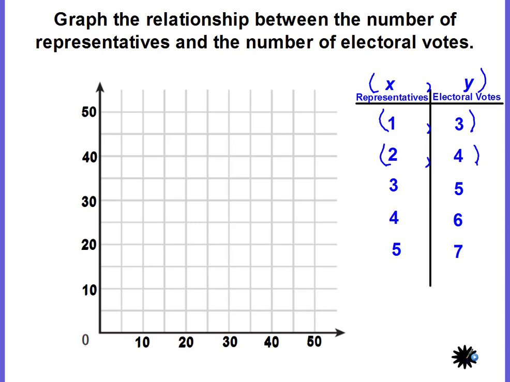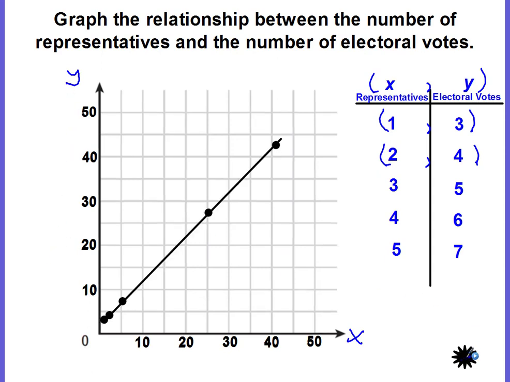Then you could graph those on your graph. This would be your x-axis for the total number of representatives. Here's your y for the total electoral votes. And this is what your graph would look like. As you can see, it is a straight line, so it is a linear relationship.